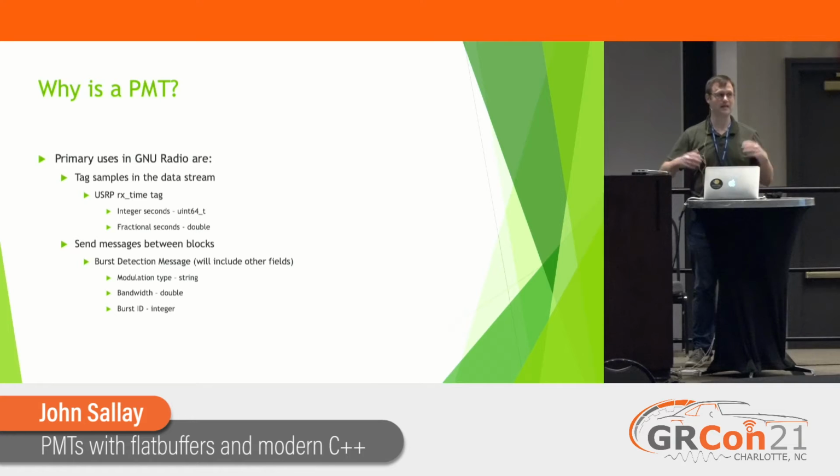We also frequently send data between blocks in asynchronous messages. So I came up with my super terrible burst detection message. You would probably want other fields in your burst detection message, but just to give you a flavor, maybe we'd put the modulation type in there as a string, we'd put in the bandwidth as a double, and then there could be a one-up counter that we're using for the burst ID. So in GNURadio, moral of the story is we need to be able to store these disparate types to describe the metadata for our signals.